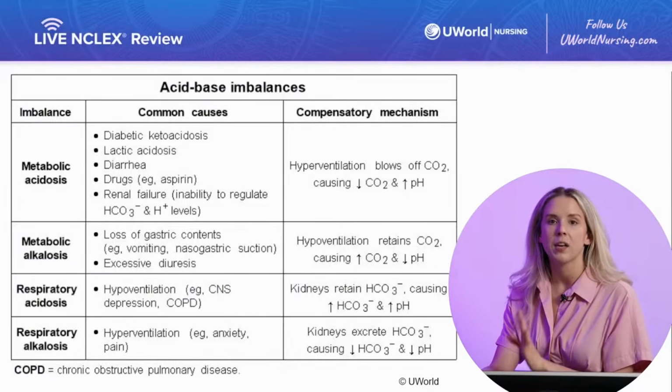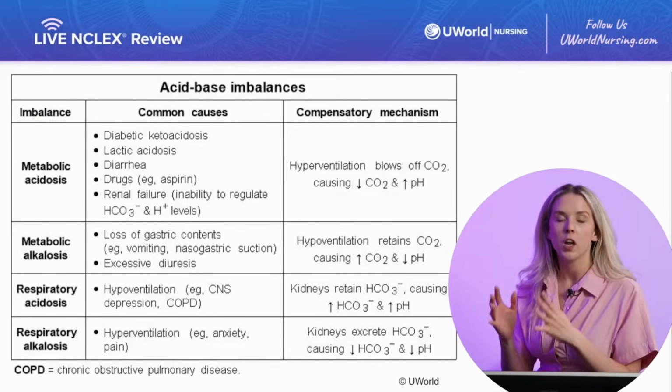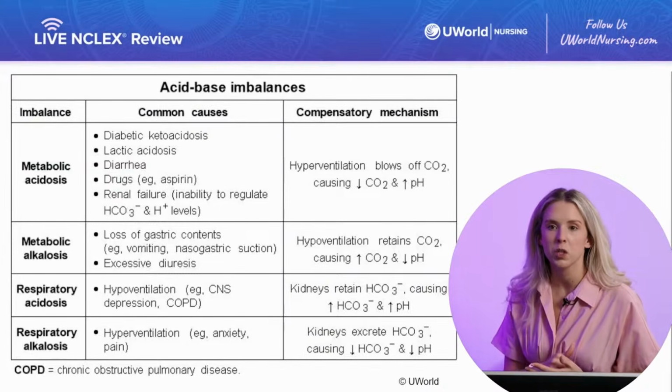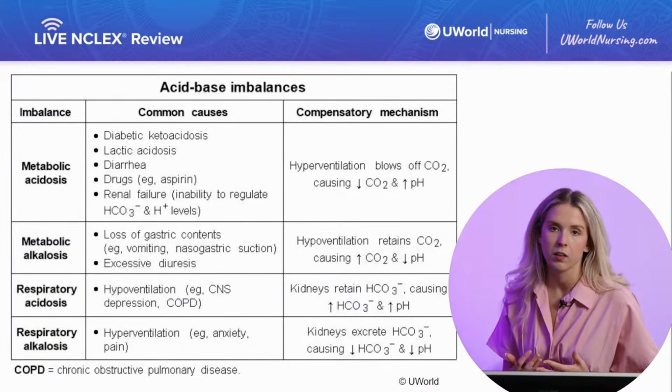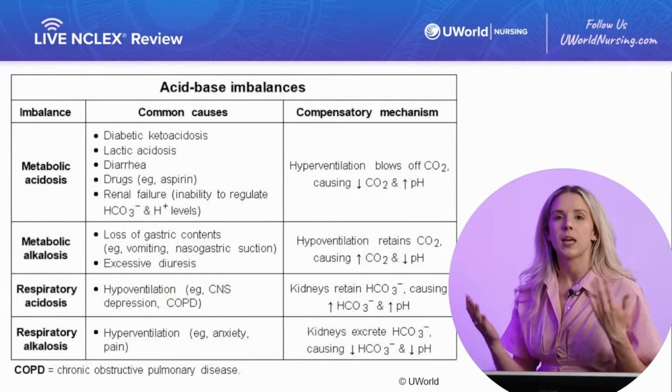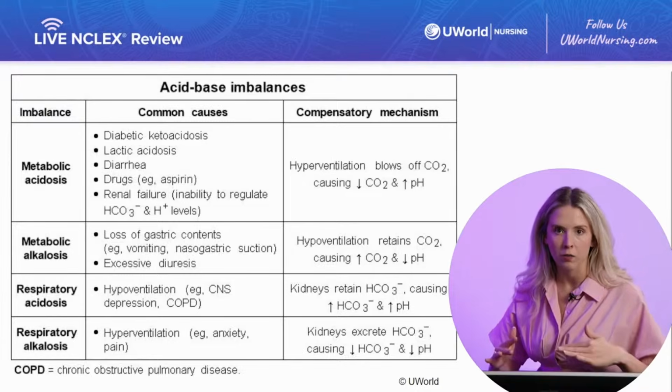Now on the flip side, in respiratory alkalosis, we know we have those low levels of CO2, which is an acid, which is why we're alkalotic. So what we need to do is increase the amount of our acid in our system to be able to lower our pH out of alkalosis.